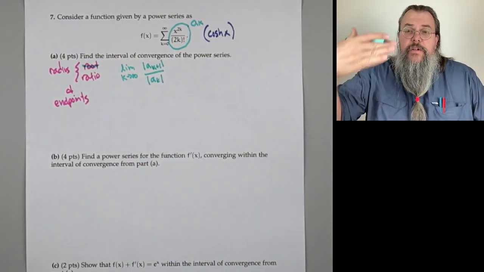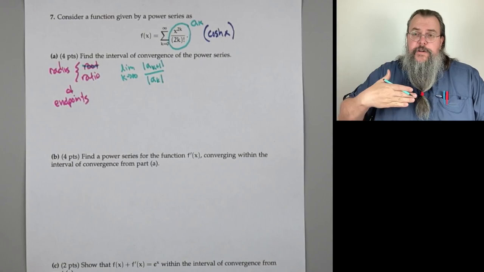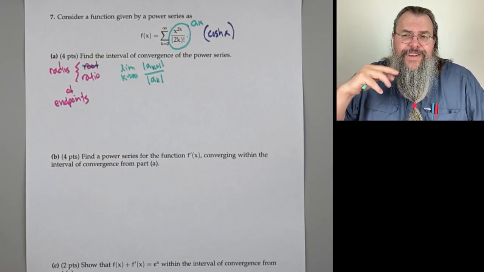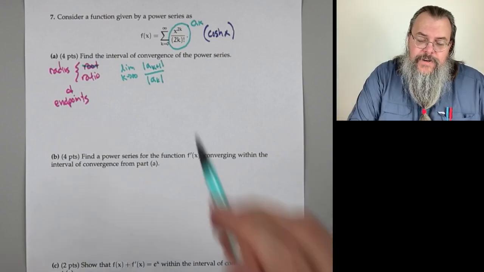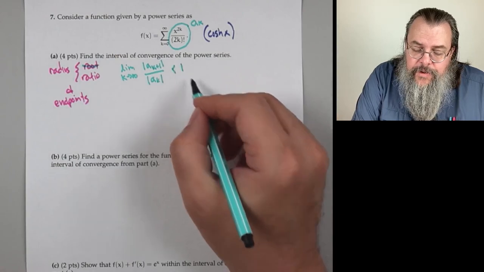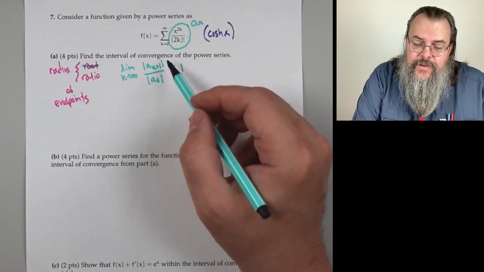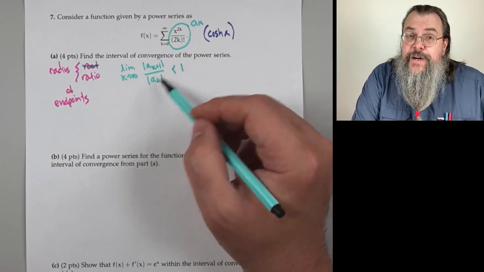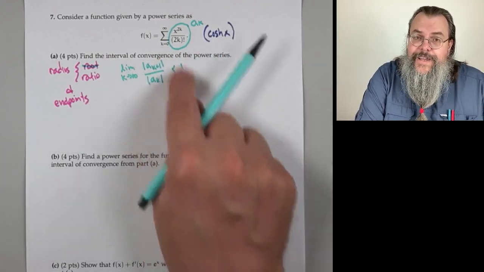So what's happening to the next term compared to the current term? What we're after is saying, how's the size growing? And in particular, we want this to be small. What this is telling us is that the next term is shrinking compared to the current term. So this is what we'd like.